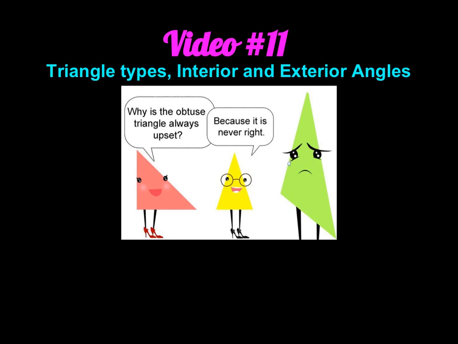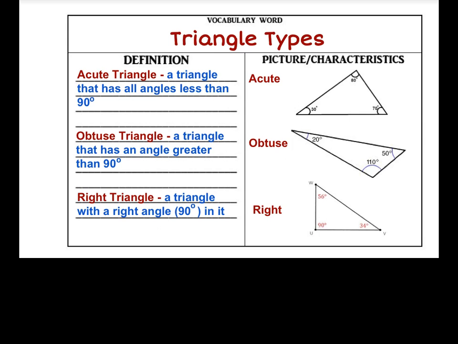Alright, go ahead and get your geobooks out. It's time for video number 11. This video is about triangle types, interior and exterior angles. Go ahead and turn to the next vocabulary word in your geobooks and write the word triangle types.